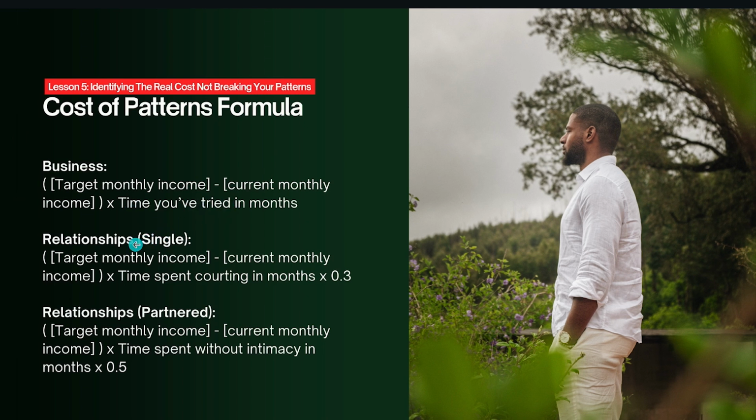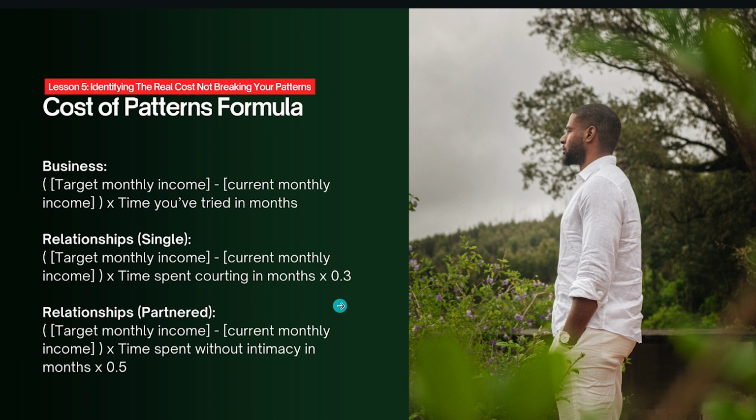For relationships, if you're single, we want to do target monthly income minus current monthly income times the time you spend courting times 0.3. 0.3 means 30% because when you're in that state where you don't have a partner, you don't have something deep forming, or you're not even having the right amount of sexual activity in your life, that actually reduces your focus and your energy for business, your energy for transmutation, by about 30%. So we want to multiply that by 0.3 because that would give you that 30% impact that that's having in your life and will give you a dollar amount to that.